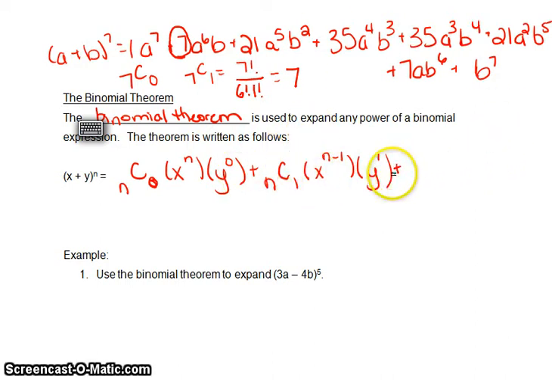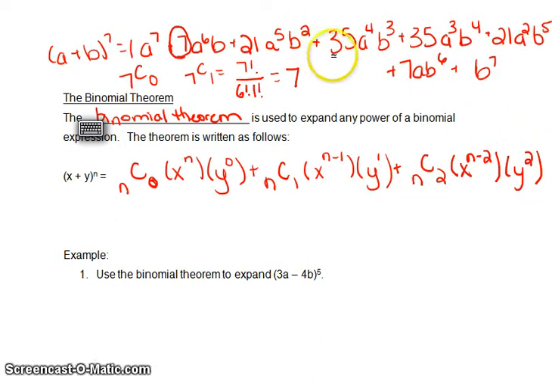Then our next one, if you guys can take a guess, would be n choose 2 times x to the n minus 2. So it's 1 less from the second term, times y squared. All right. So once again, we can bring that back to our example here. Notice our a exponents decrease by 1 every single time, and our b exponents increase by 1 every single time. So that is where we're starting to see this binomial theorem. Then we don't know what n is, so this could keep going and going up until we get to the end.